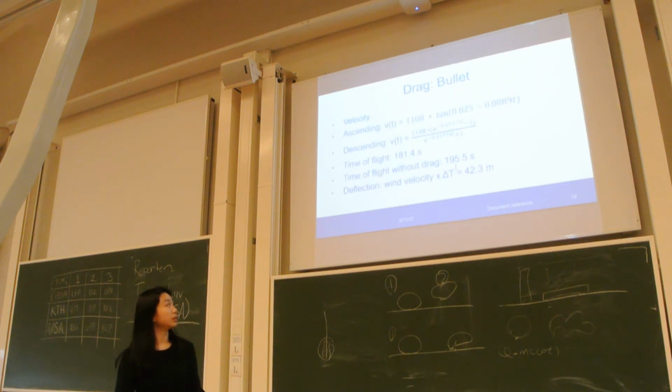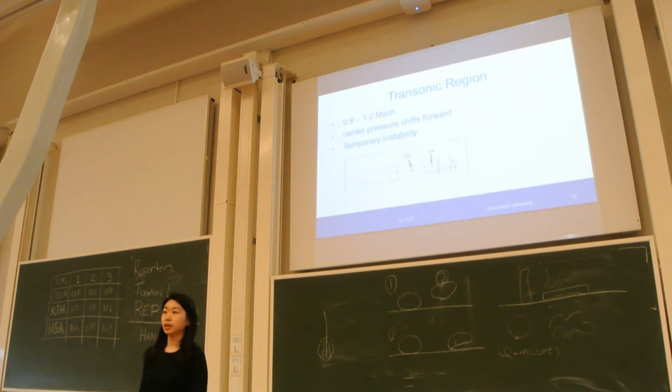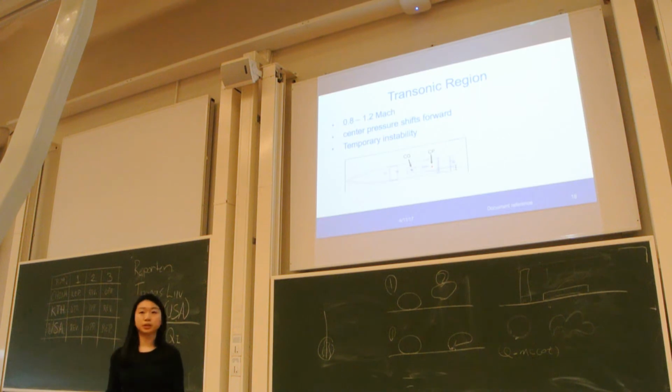So the deviation due to drag would be about 42 meters, and deviation due to the Magnus effect would be about 20 meters. Another special thing about the bullet is that its velocity would be enough for it to enter the transonic region, which is about 0.8 to 1.2 Mach number, which is also about 300 meters per second to 400 meters per second.